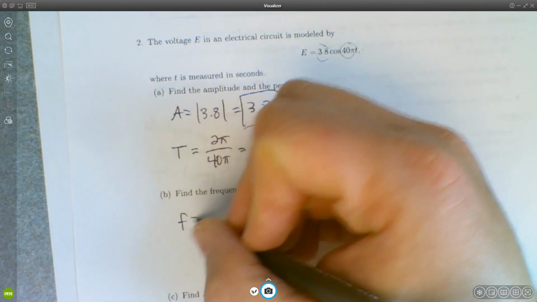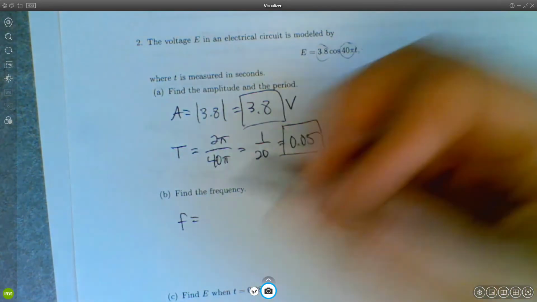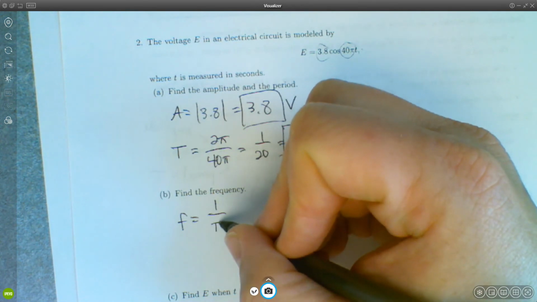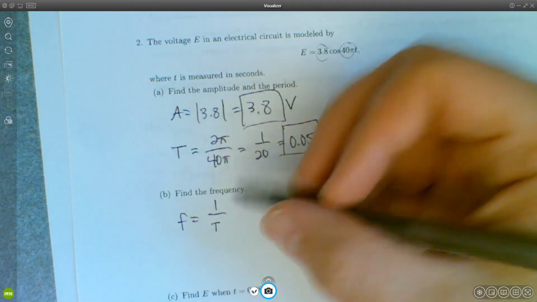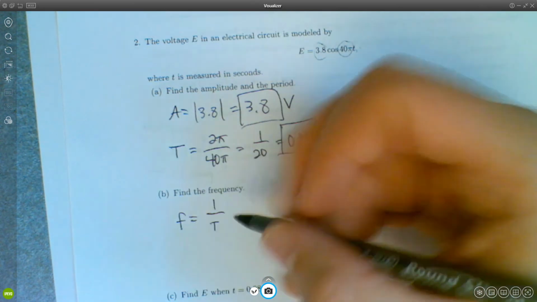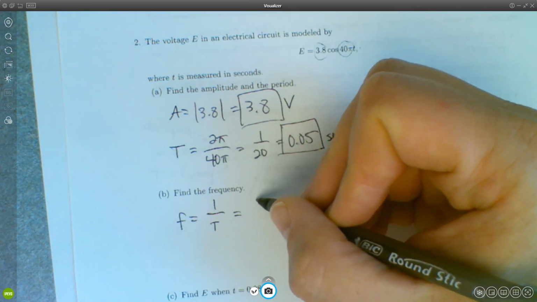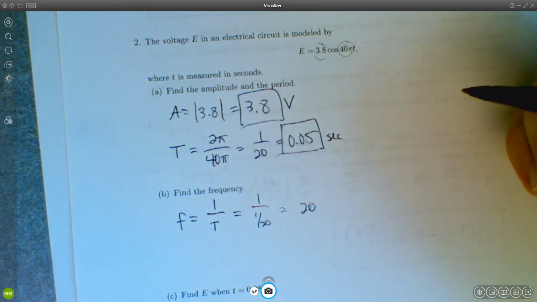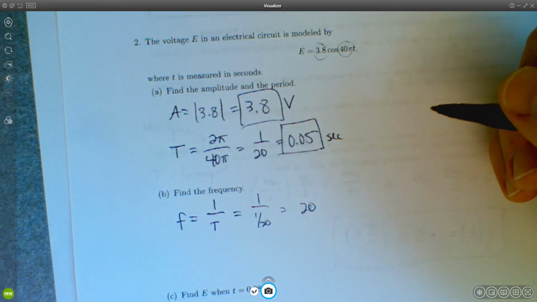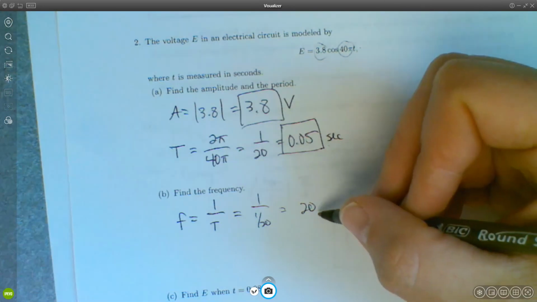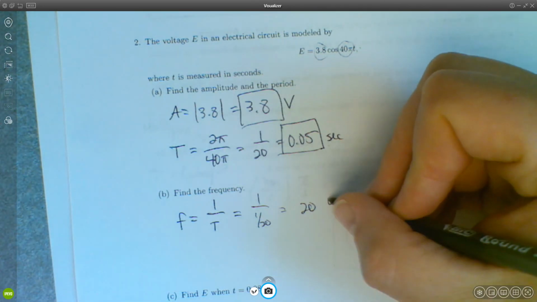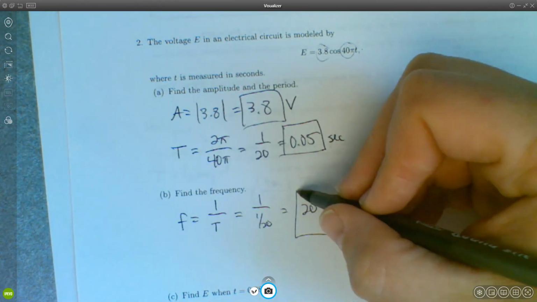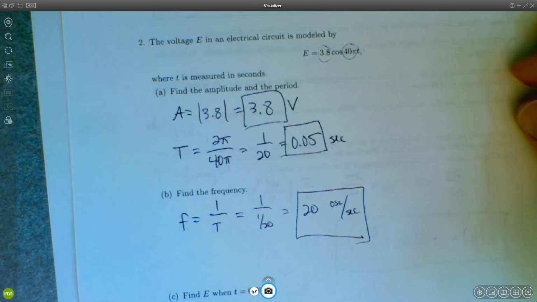So the frequency is just going to be the reciprocal of the period. It's 1 over T. Or if you like, you could call it 40 pi divided by 2 pi. But either way, you're going to get 20. Okay, so 20 oscillations per second. You could kind of think of it like oscillations per second.